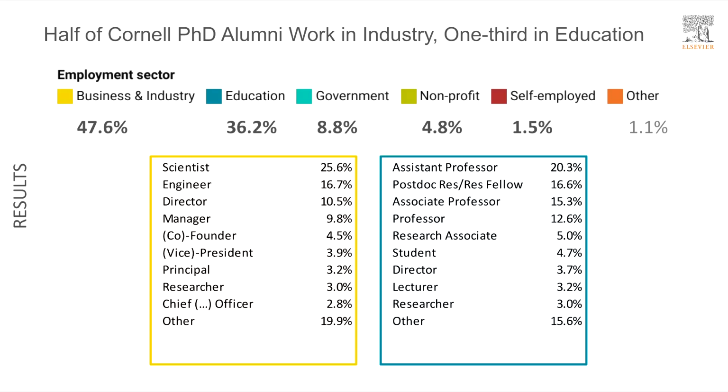So if we look at the business and industry sector, the titles are scientist, director, co-founder, chief technology officer, and the like. If we look in the education sector, we see professorial types of titles, as well as director, lecturer, and researcher. So it's a way to really better understand in aggregate where the graduates are going.